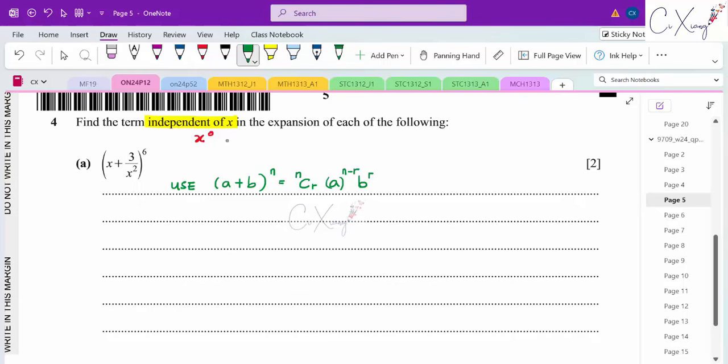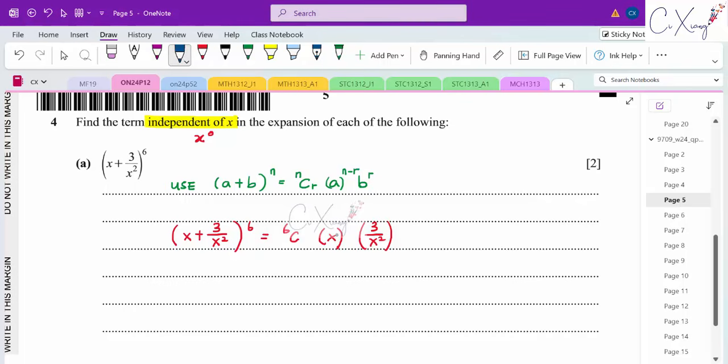They want us to find the term independent of x. That means there's no power of x in this particular expression. We need to do a little bit of calculation, or a little bit of trial and error here before we can fix the answer. Power 6, so definitely it should be 6C something, then x power something, 3 divided by x squared power something. Okay, so let us try out the trial and error.